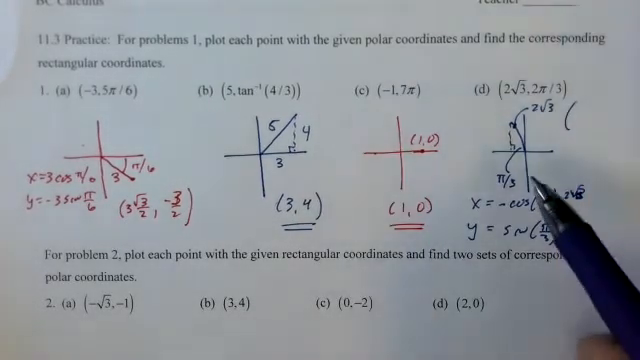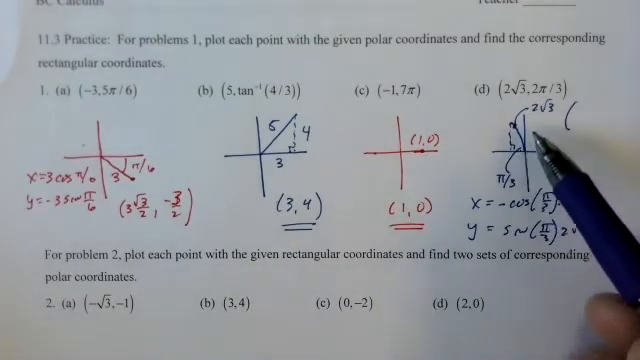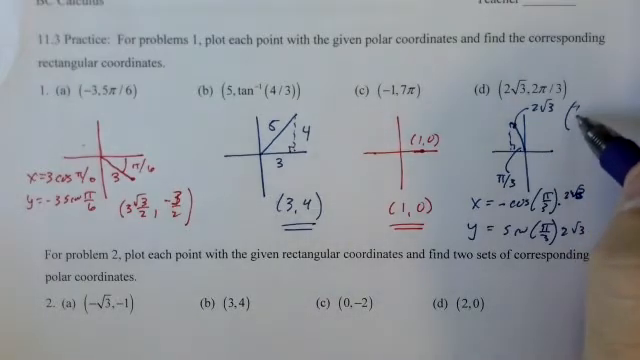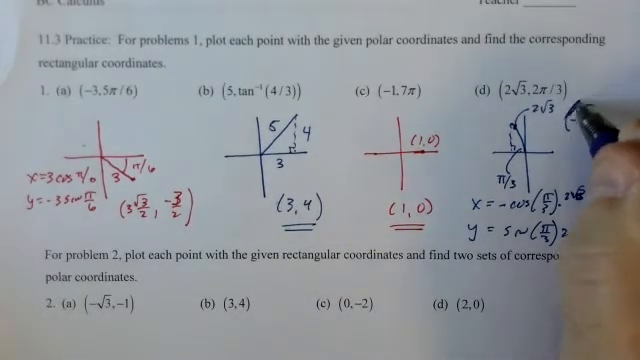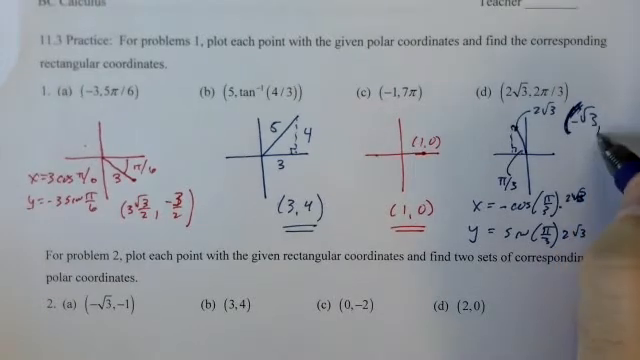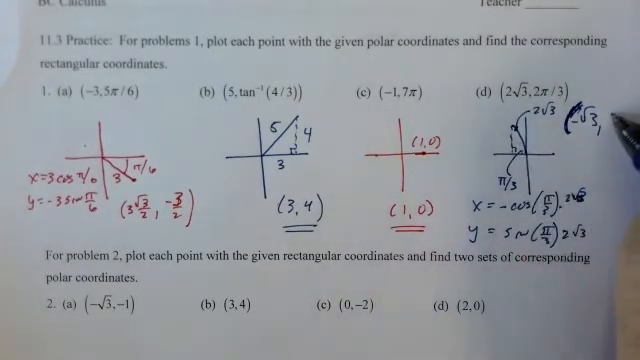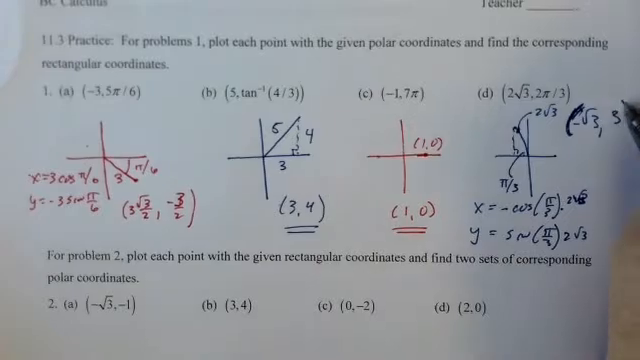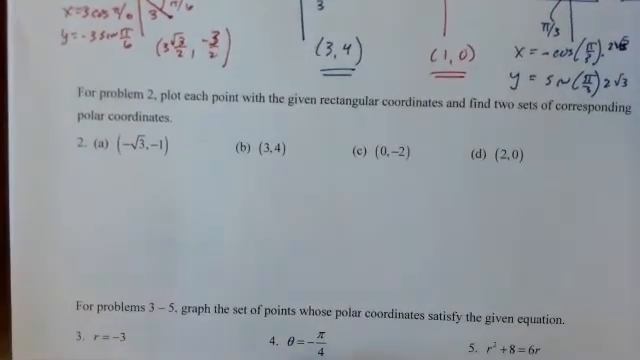Which would give me, I could just do this with 30, 60, 90. Let's see, 60. So that's the short side. So that's half of that. So that's negative root 3. And then we multiply that by root 3. So that's 3. Math, baby. Okay.